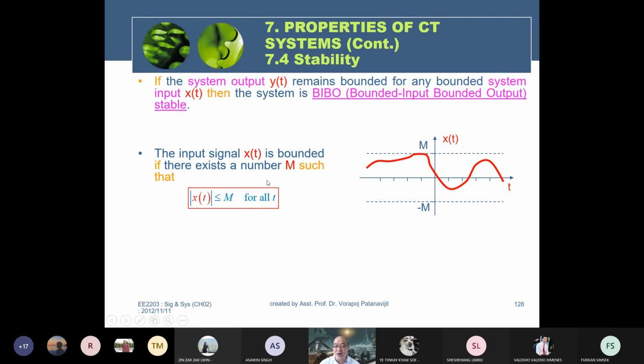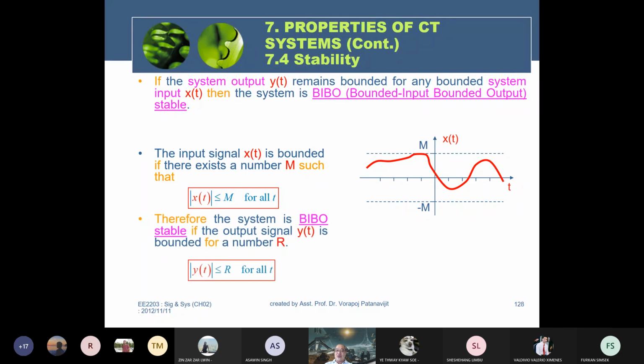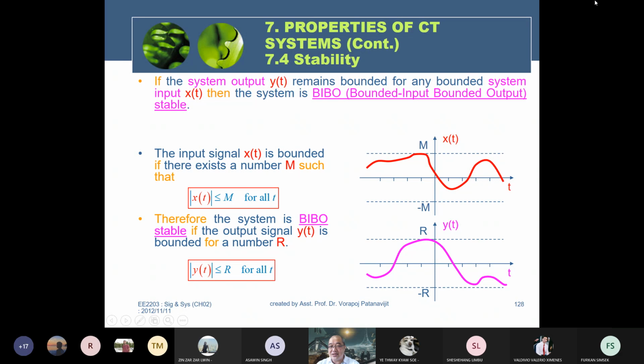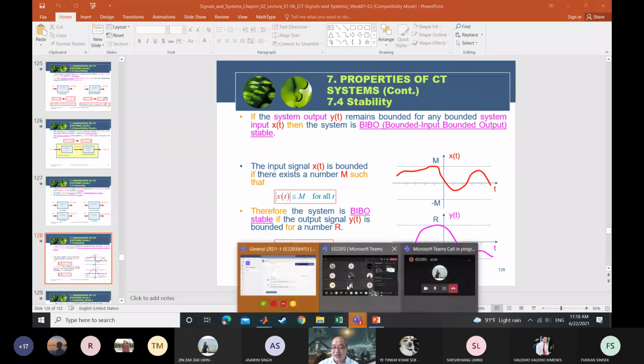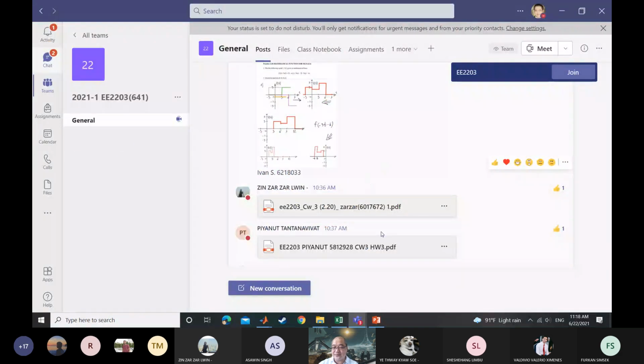How to check whether the input is bounded or not? You find the peak or the maximum of it, in this case M. If the maximum M is less than infinity, if the input is not infinity and is fed into your system, the output must be finite too. Therefore, for a BIBO stable system, the output must be bounded too. Some of you may be thinking that if you feed a finite input, it's impossible that the system will generate an unstable signal. No. In some cases, it can.